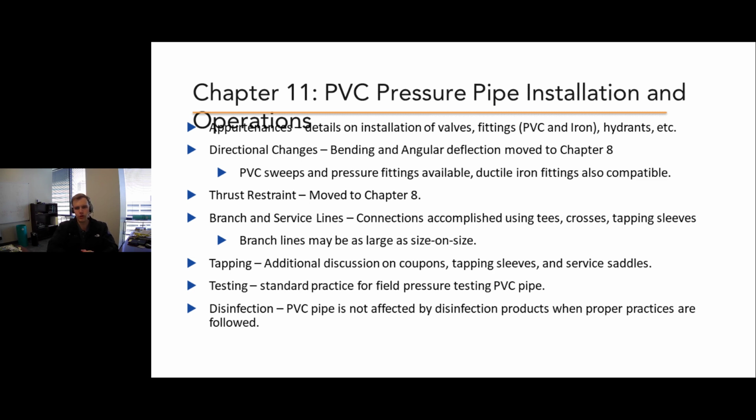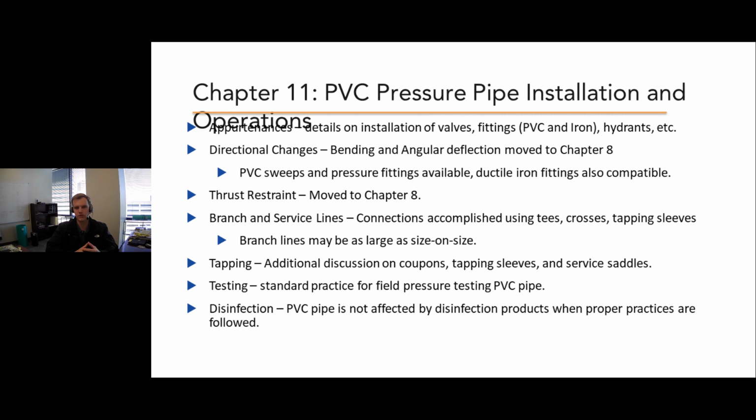Chapter 11 gets into pressure pipe design and installation. Some new sections were added, with more details regarding appurtenances, such as valves, fittings, and hydrants. More information was added on directional changes, such as for bedding and angular deflection. Most of those details were moved to Chapter 8, but it did add sections on PVC sweeps and pressure fittings, and ductile iron fittings, of course, are also compatible with PVC. Thrust restraint was moved to Chapter 8.